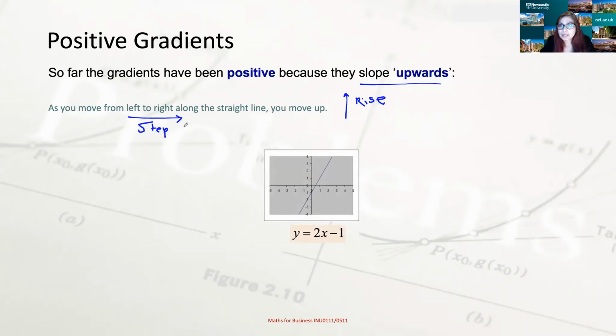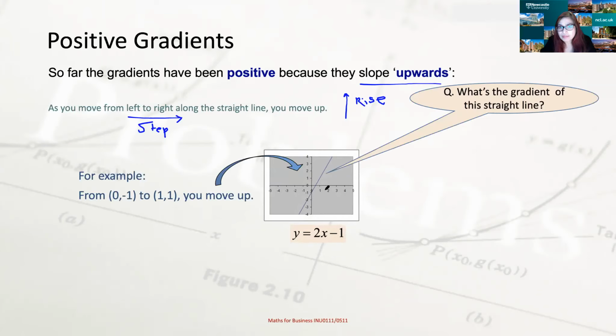Like our previous example, as we go from left to right, for example, let me go along the x direction from 0 to 1. I'm rising up from minus 1 to 1. I'm moving 2 units, yeah? For every 1 unit along the x direction, I'm moving 2 units up. That is my slope. What is the gradient of the straight line? It is 2, because for every 1 unit I move from left to right along the x direction, I'm moving up by 2 units. That is the slope of my straight line, isn't it?